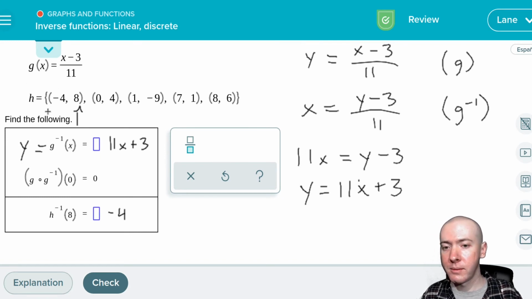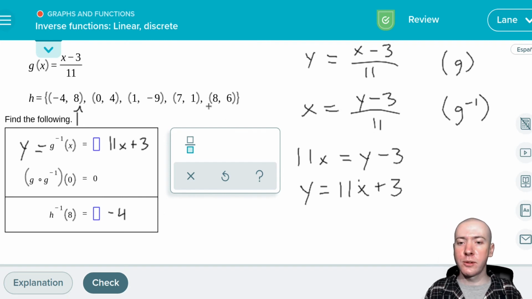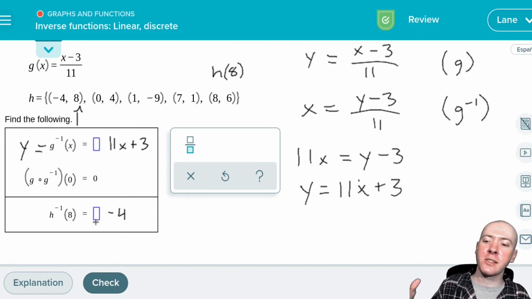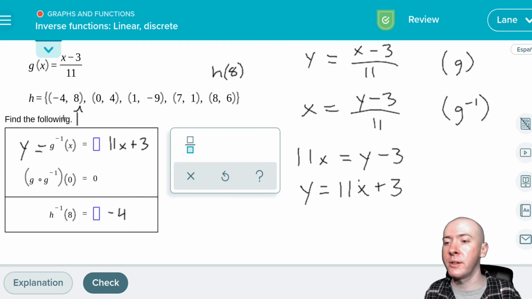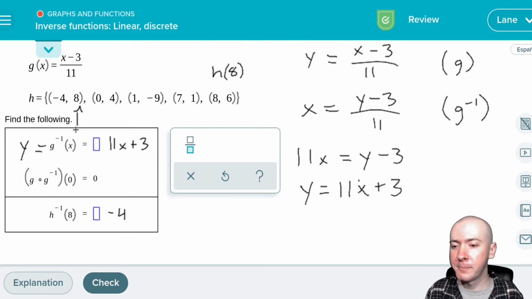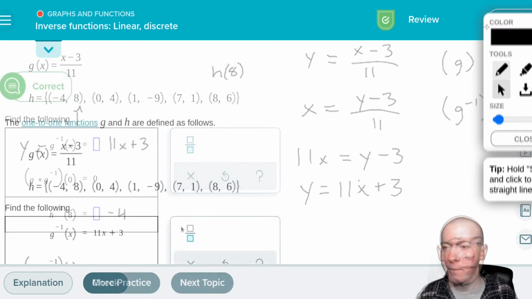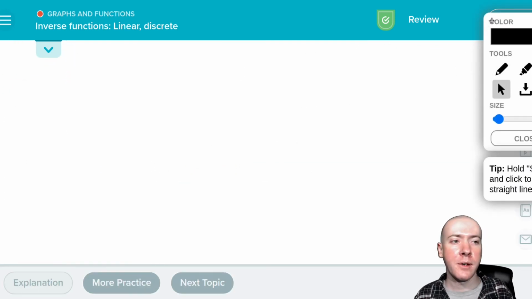All right. Don't look at this point, because this point would tell us information about h of 8. This problem's asking us about h inverse of 8. So we look for where the y value is 8. All right, let's put those answers in. We've got it right, and we'll do another example.